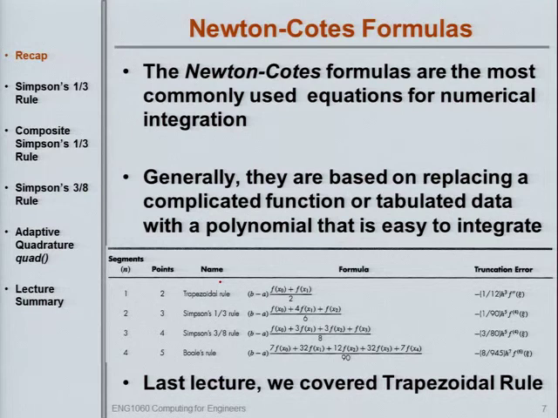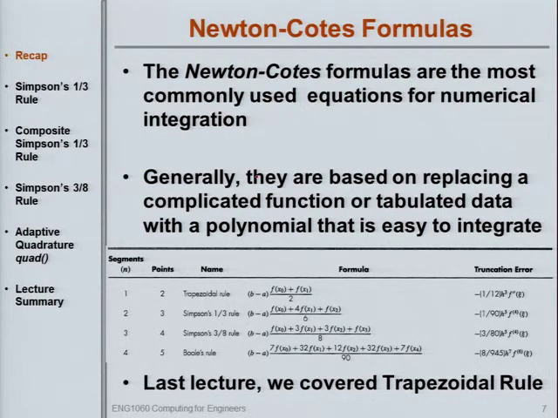We're going to move on today to some much better integration techniques. The first thing that we need to do is get you familiar with the Newton-Cotes formulas. The trapezoidal rule is the simplest Newton-Cotes formula, but there are other ones that are the most common ways of integrating functions. The Newton-Cotes formulas are generally based on replacing a complicated function or some experimental data with a polynomial that you can integrate analytically.